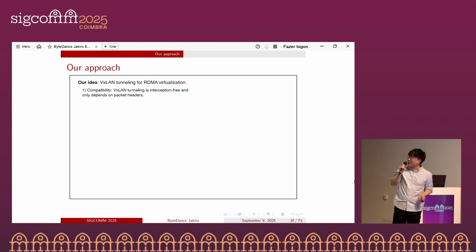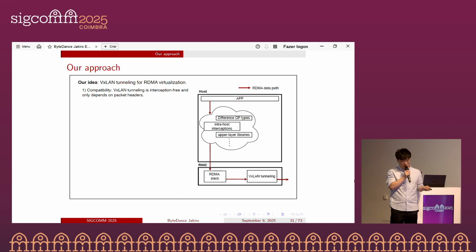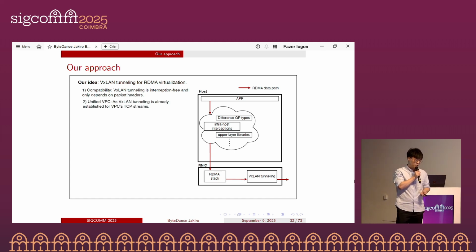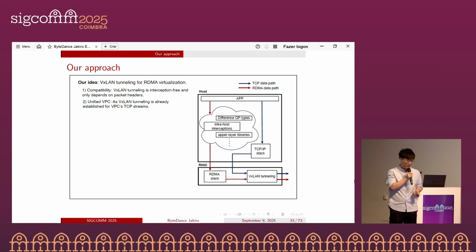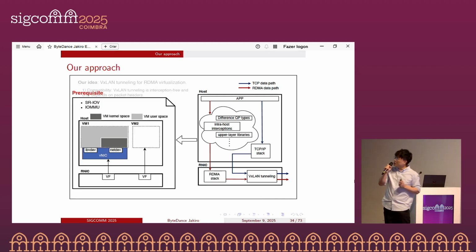VXLAN tunneling is interception-free and only depends on packet headers. This ensures VXLAN tunneling is compatible with any upper layer libraries, any intra-host interceptions, and any different type of QP types. And second, this sets up a foundation for unified VPC because VXLAN tunneling is already established for VPC's TCP stream. Okay, and we leverage SR-IOV and IOMMU as prerequisite techniques for our approach.